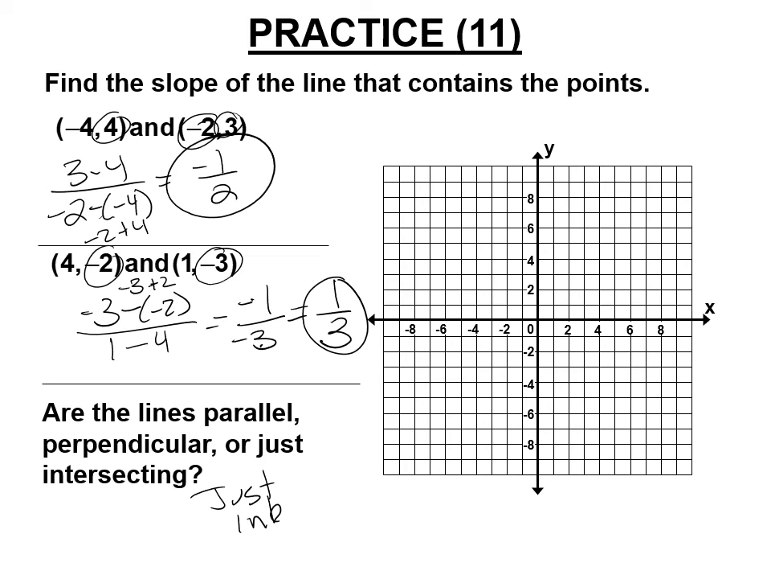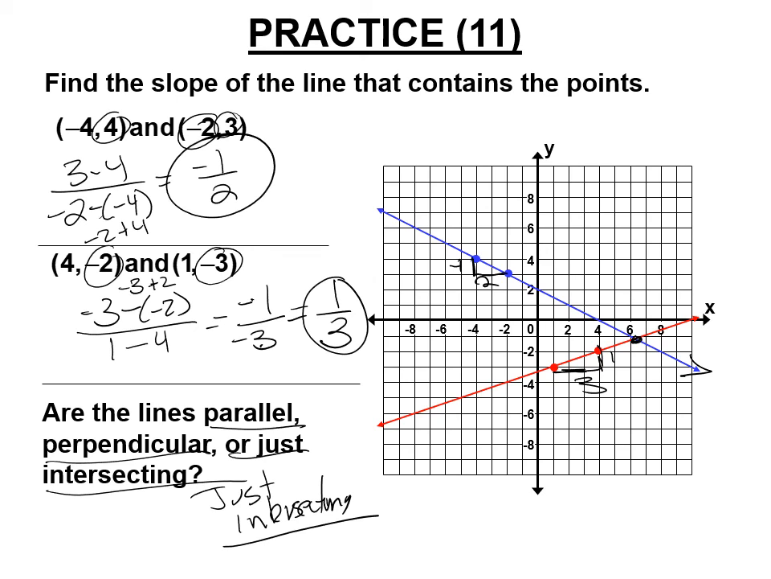So let's see if I graphed these. Hopefully I did. There they are. So, right, there's the first one. That's the one with negative 1/2. See, it's going down. This is the one with positive 1/3. They intersect right there. They don't even intersect at a nice intersection. They just intersect at some point that has fractions in the coordinates. But they intersect right there, right? Perpendicular lines do intersect. They're just a special case. So there's three choices: parallel, perpendicular, and other intersecting lines.